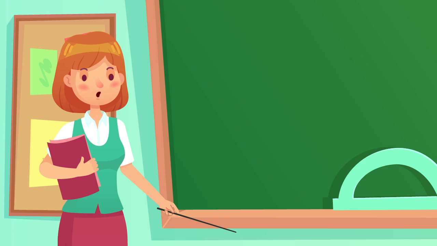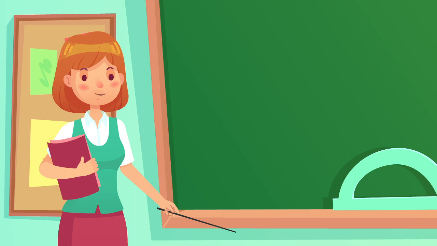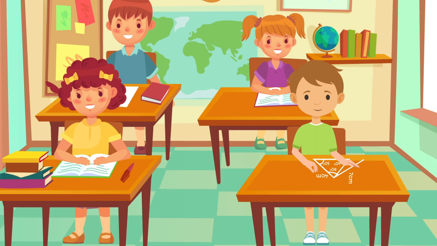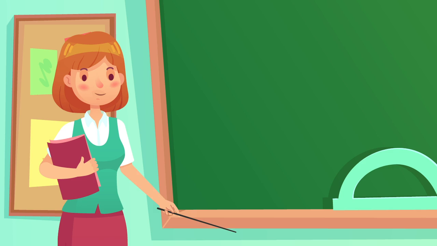Vinay, are you able to form a triangle? No, ma'am. I am not able to form the triangle. Then, what will you do to form a triangle? It looks like I need to reduce one of the angles so that the arms can meet and form a triangle. Okay, now replace the 80 degrees angle with a different angle and check whether you can form a triangle or not.